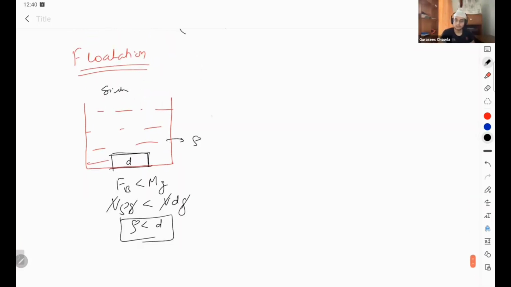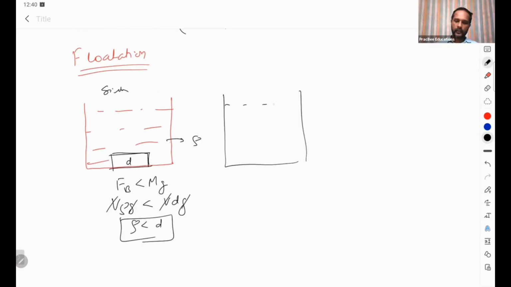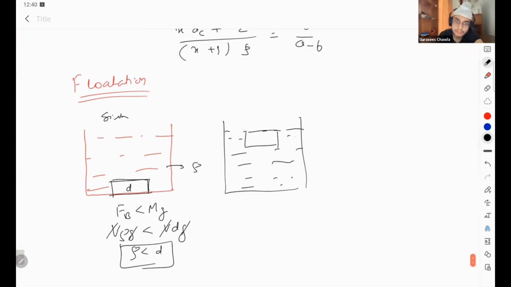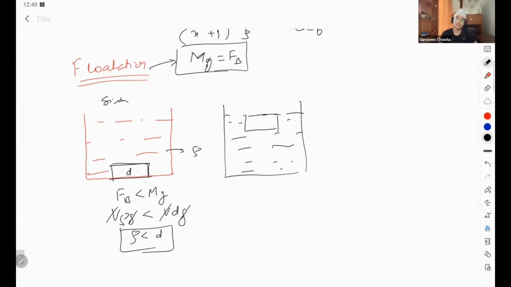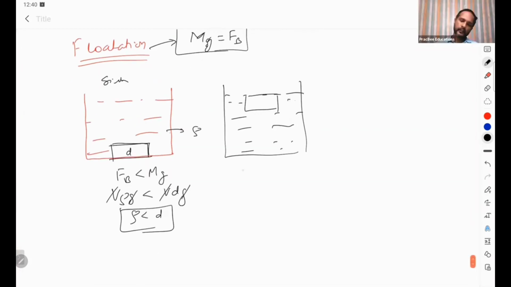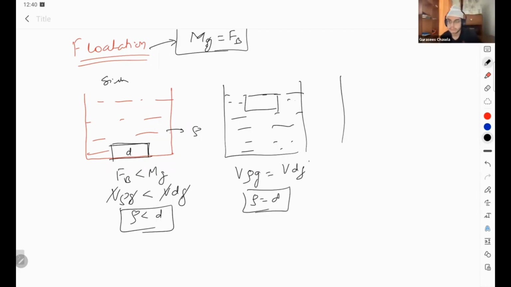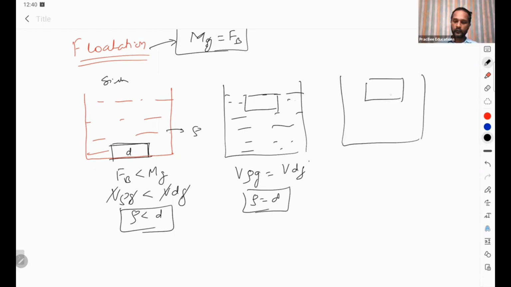Yes. Then we have a situation जहाँ पे ये just अंदर सिंक कर जाएगा लेकिन फ्लोट कर रहा होगा. So the condition for flotation is mg is equal to fb. This is the condition for flotation. Right. It will be balanced by the buoyant force. So in this situation, I can write V rho G is VdG. So I'll get rho is equal to D. In the third situation, it might float with some portion above the liquid.